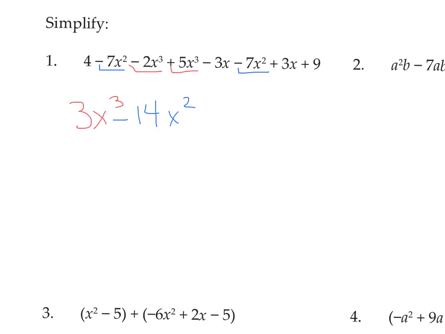And then we're going to go to the x terms. So we have a negative 3x and a positive 3x. And of course, negative 3 plus 3 makes 0. So those terms are canceling each other. At the end, we have the constant terms. We have 4 plus 9 making 13.